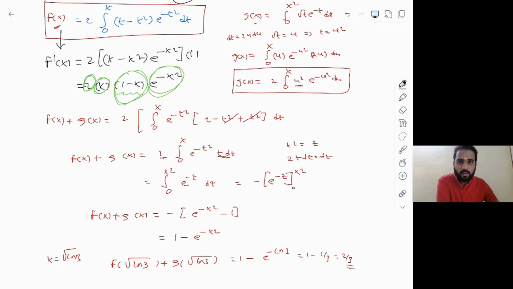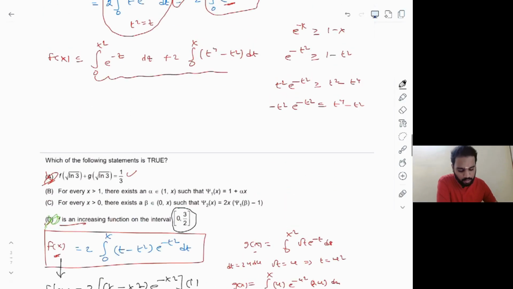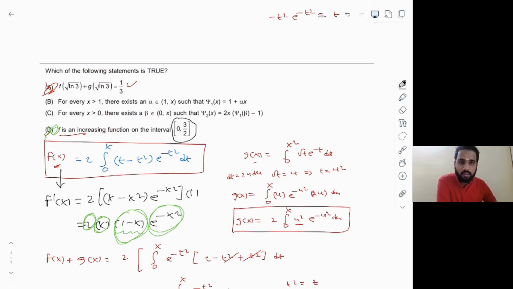Okay. Now we have verified only options A and D, right? But we still need to verify options B and C, which are the most important in this question, because it's a pure application of mean value theorems. So look at option B here. For every x greater than 1, there exists alpha belonging to 1 to x, such that psi 1 of x is equal to 1 plus alpha x.